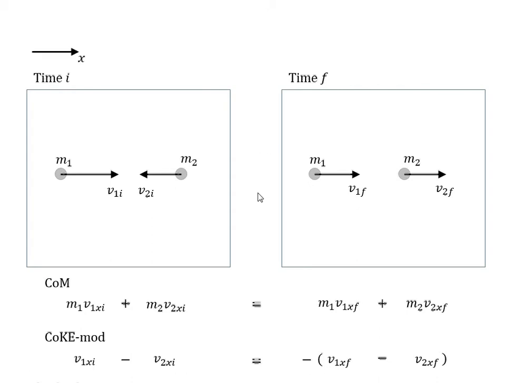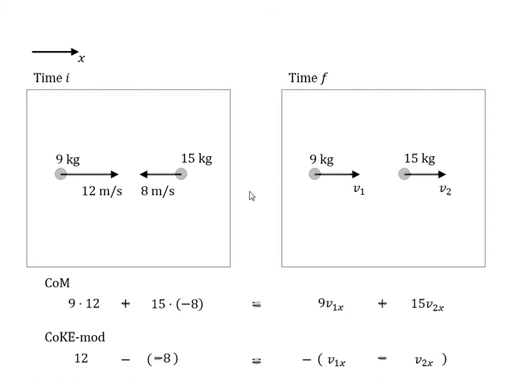Since these are component equations, it is significant to us what the positive direction is. Make sure that the velocities we put in have the correct signs. Let's switch over to concrete values. Here we have a 9 kilogram mass moving to the right at 12 meters per second in the initial setup, and a 15 kilogram mass moving to the left at 8 meters per second. And in the final, there's still 9 kilograms and 15 kilograms. We don't know the final speeds. We don't really need the F subscript at this point, so I'm just calling this speed V1 and this speed V2.